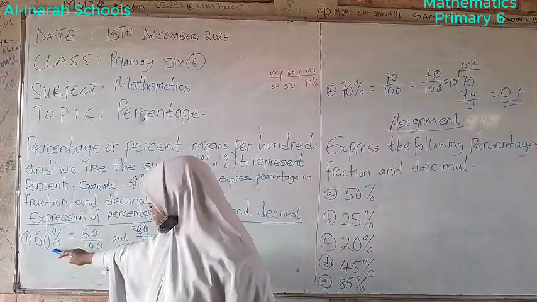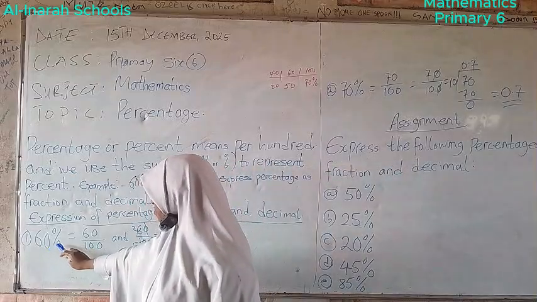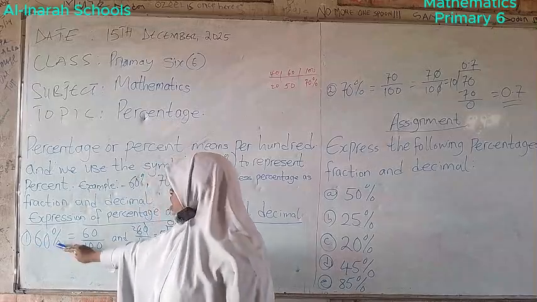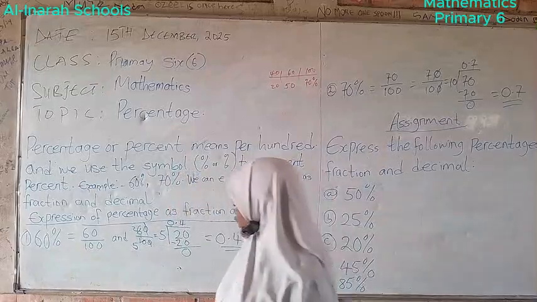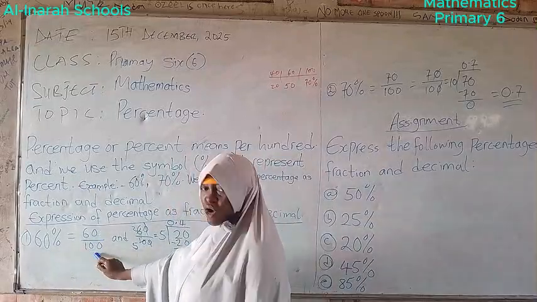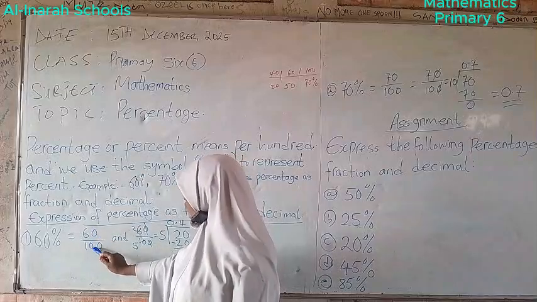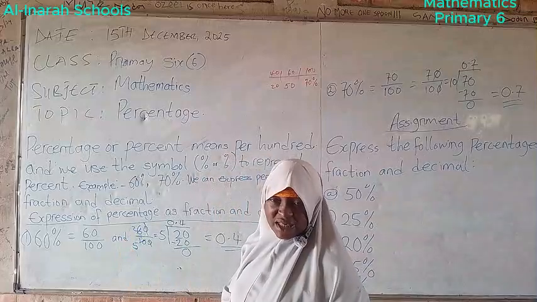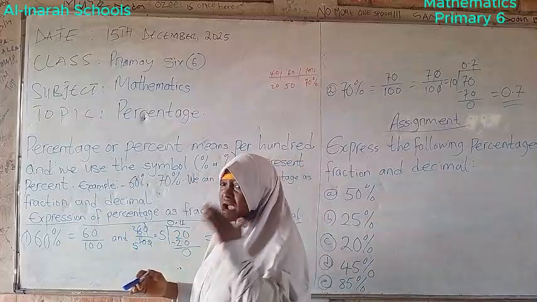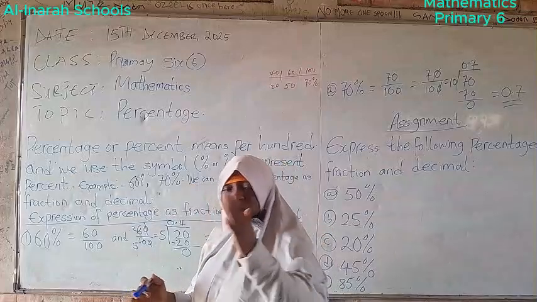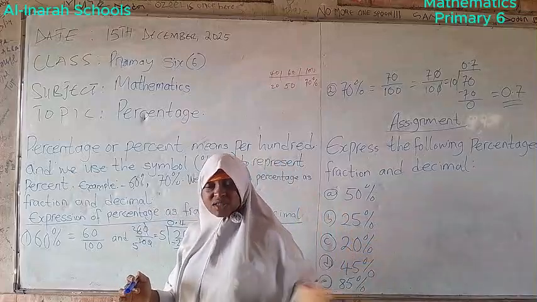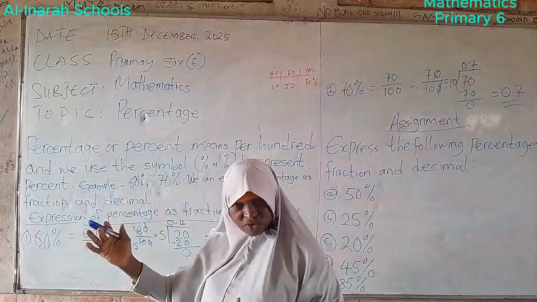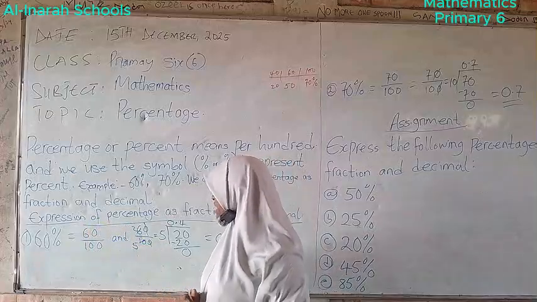Number 1, we have 60%. You can see 60%. Whenever you see it, you pronounce it as 60%. When we want to express it as a fraction, it will become 60 over 100. That's how to express it. When you want to express it as a decimal, you know decimals are numbers with points. The number before the decimal point is called what? Whole number. While the number after the decimal point is called what? Fraction.